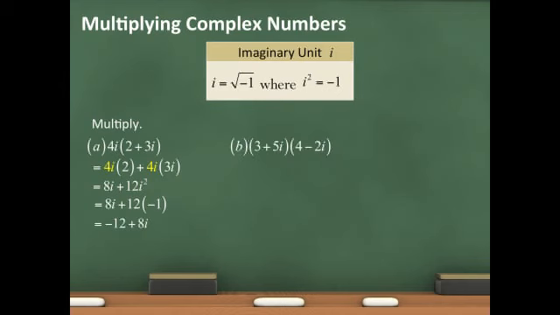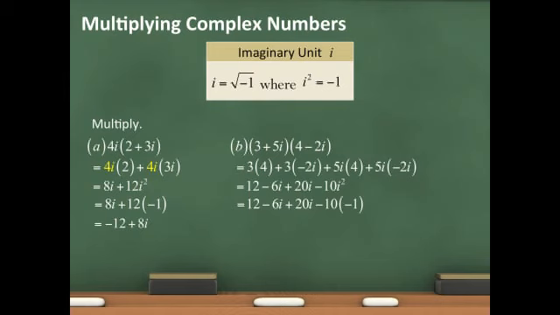Note that in your answer, the real part is written first, followed by the imaginary part. In part B, we are given the binomial 3 plus 5i times the binomial 4 minus 2i. We use the distributive property to multiply the two binomials. This will give us 12 minus 6i plus 20i minus 10i squared. Again, we replace the i squared with negative 1 and multiply it to negative 10, making it positive 10. Next, we combine the real parts together and the imaginary parts together. Doing so will give us the final answer, 22 plus 14i.